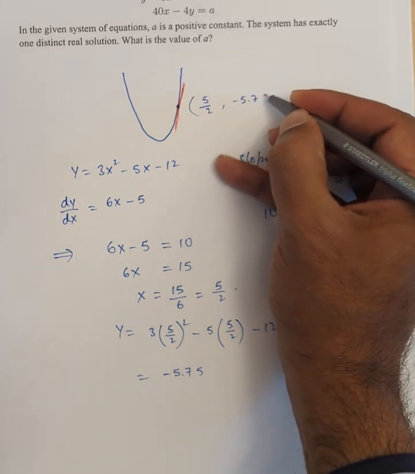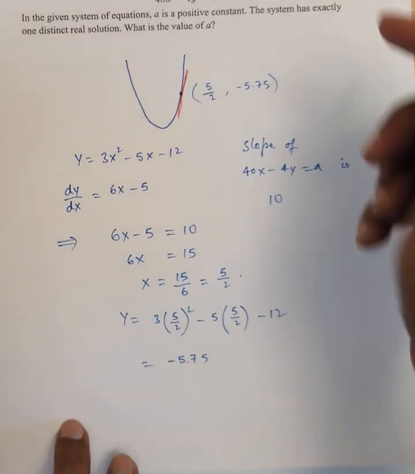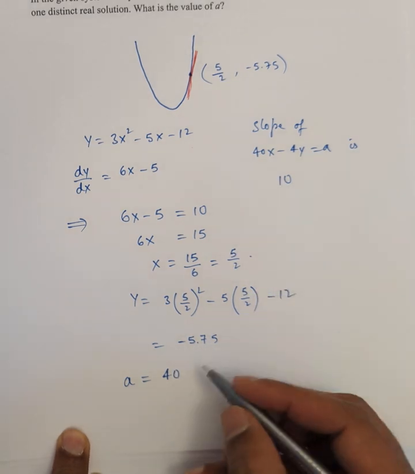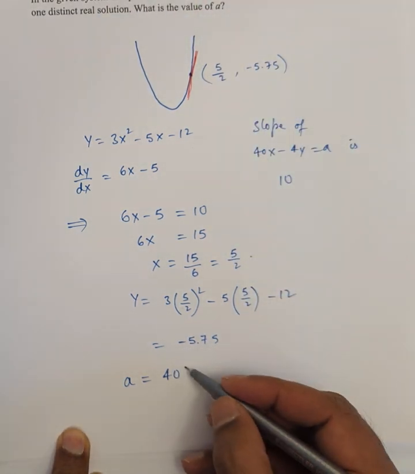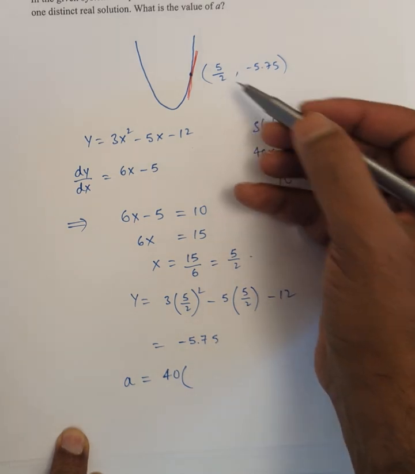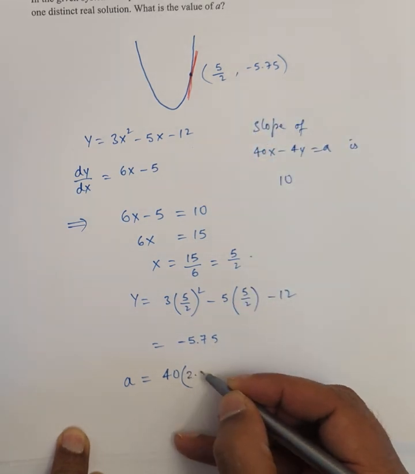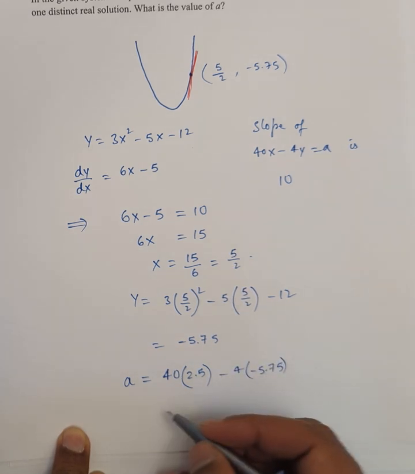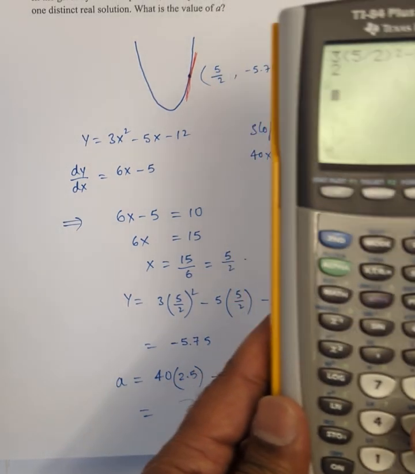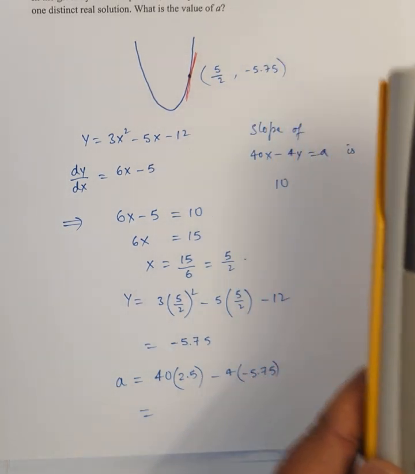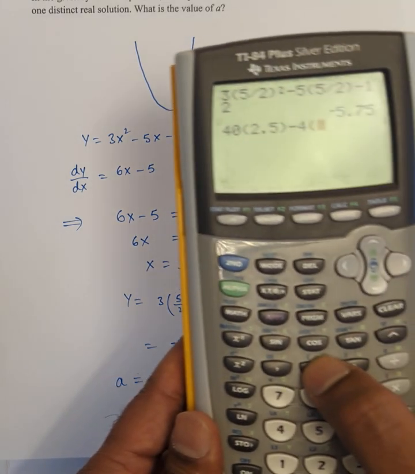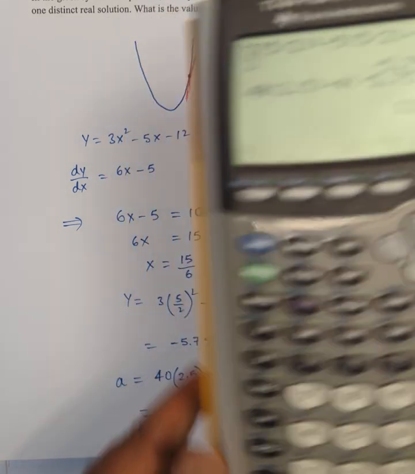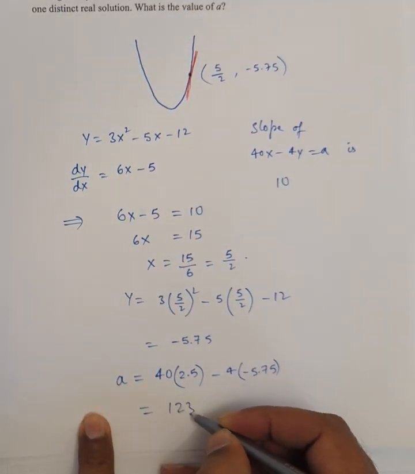So we have that. And to get a is simply 40x minus 4y. So 40 times x is 5 over 2 or 2.5 minus 4 times negative 5.75. And again, we can put all of that in the calculator. 40 times 2.5 minus 4 times negative 5.75, and 123 is our answer.